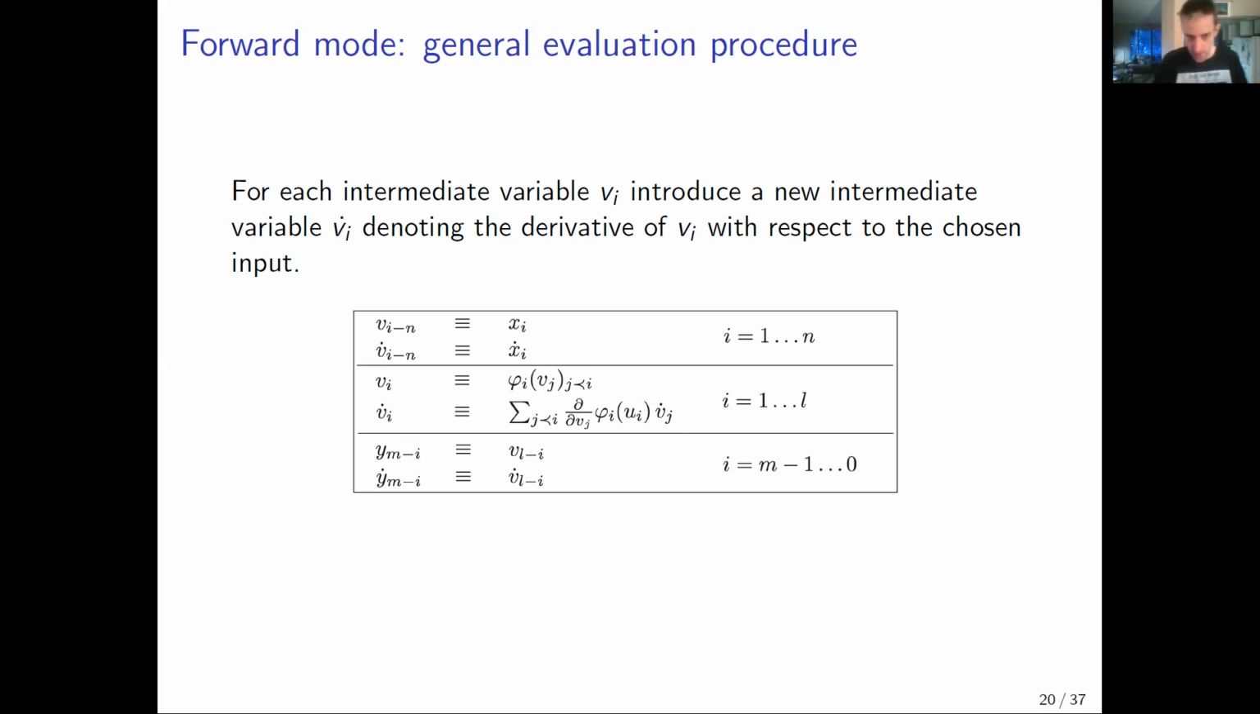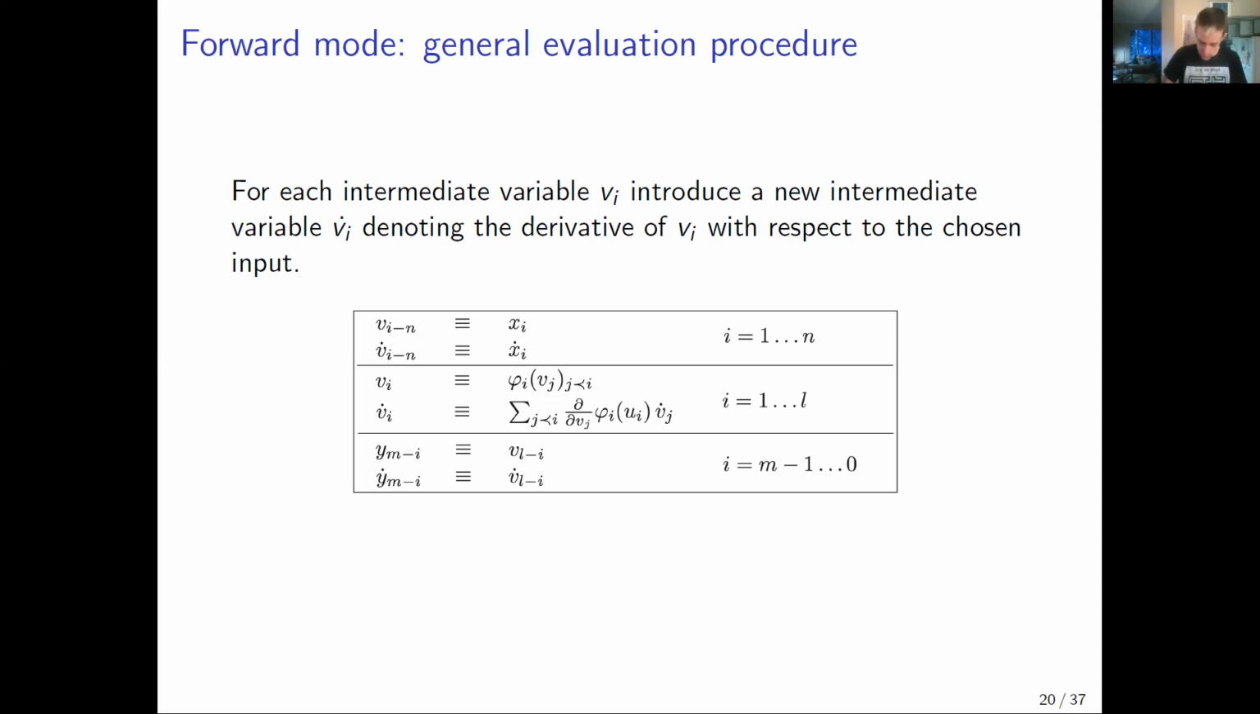So what are we doing here? Well, since we're proceeding forward through the intermediate variables, we know that we've already computed vj dot. So we already know, for all the j upon which i depends, the derivative of those intermediate variables with respect to the chosen input. We already know the vj dots. We're just going to compute vi dot. And the way we do that is we sum over all the j's upon which i depends, and we take the derivative of our current elementary function with respect to vj and multiply by vj dot. So this is exactly chain rule.